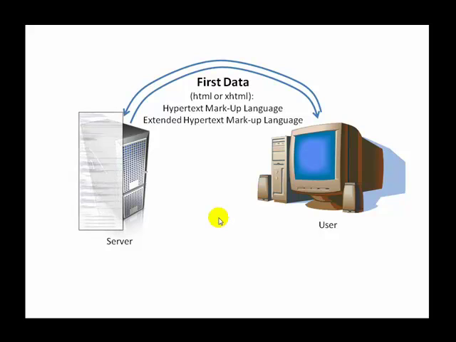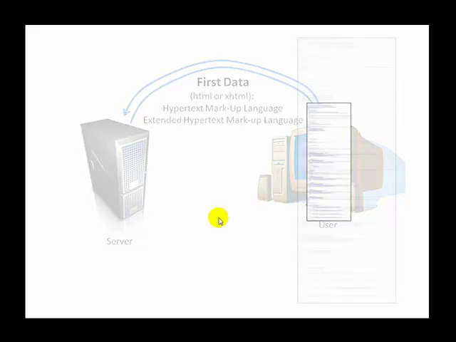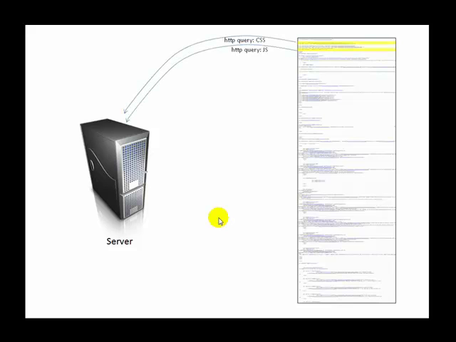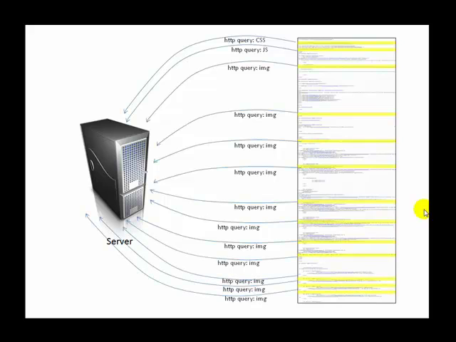So, that HTML, we're going to call it HTML for short, is going to go from the server to the user. Now, what makes that HTML so special is that it has within it all of the other queries that the user needs to make in order to get the web page to display. So again, the server first sends the HTML, and the HTML tells the user what other information they need. The user then sends a number of queries back to the server. Let's look at how these work in a little bit.